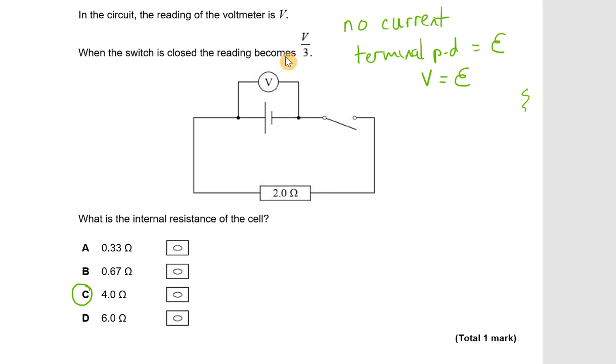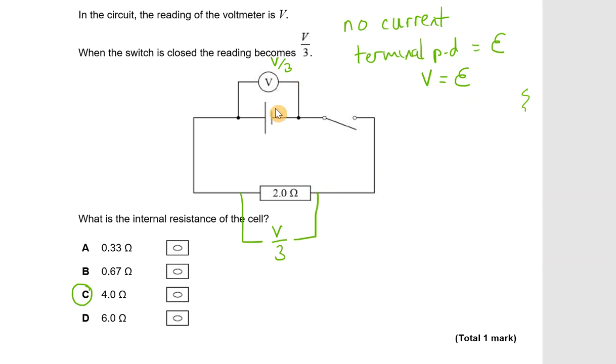When the switch is closed, that reading becomes V over 3. Now I could put some details in here. I could put V over 3 there, which would be true. That's reading the terminal PD. But just to explain it, that's exactly the same reading as we would get if we put the voltmeter there.